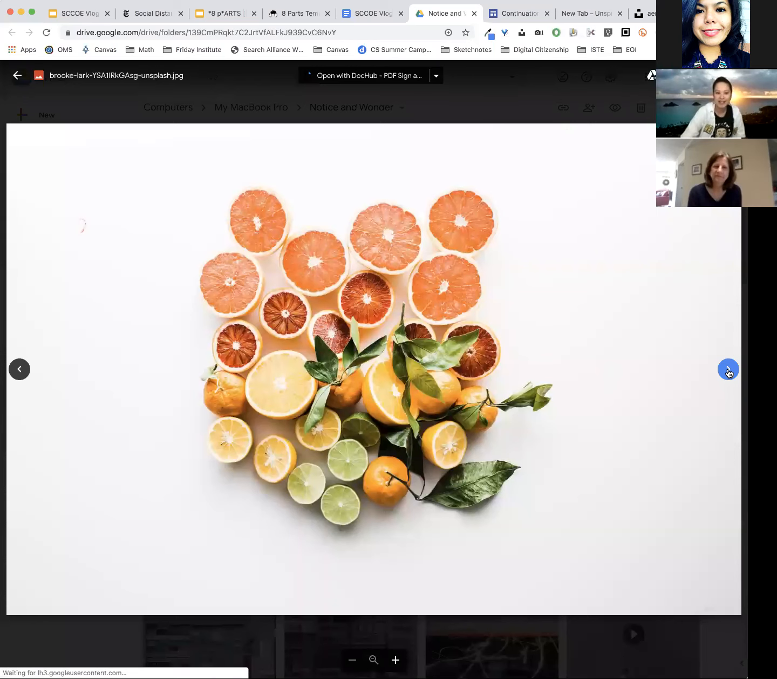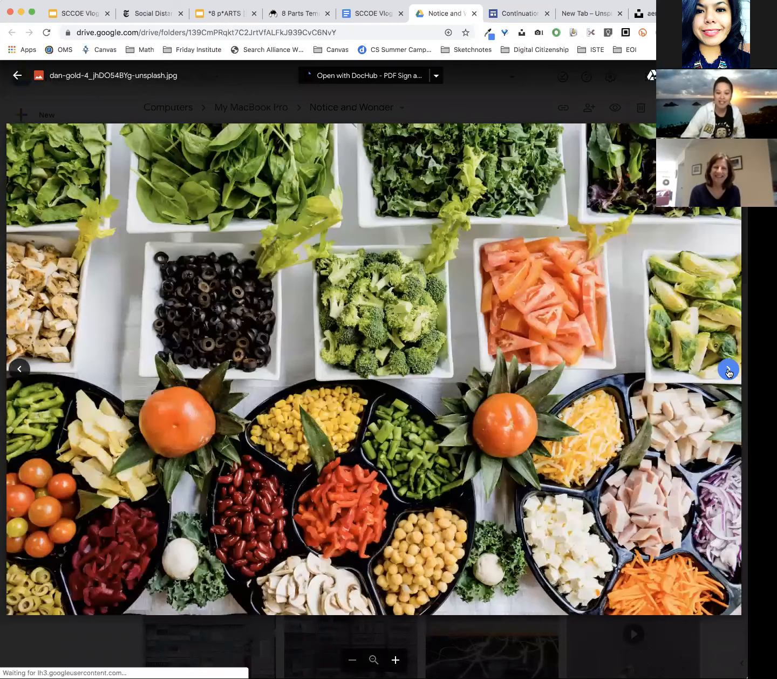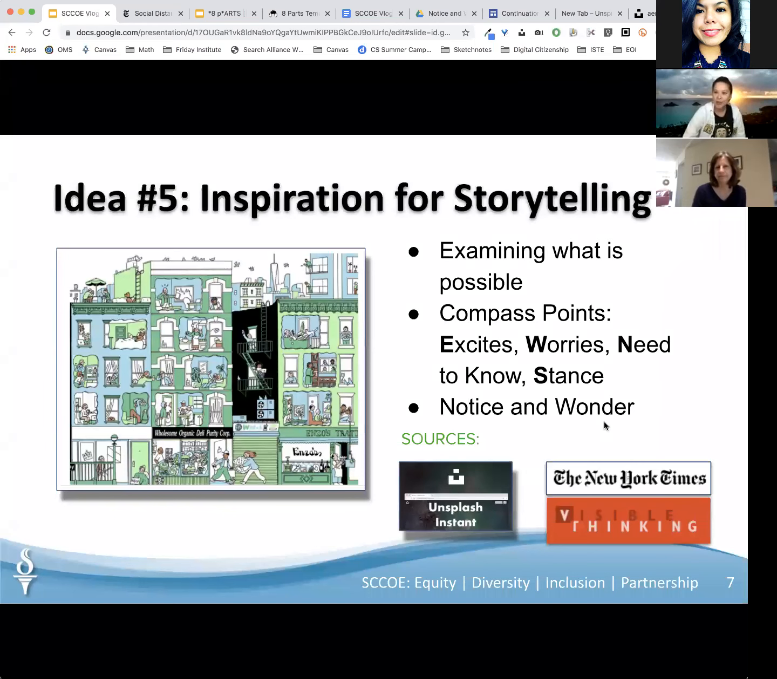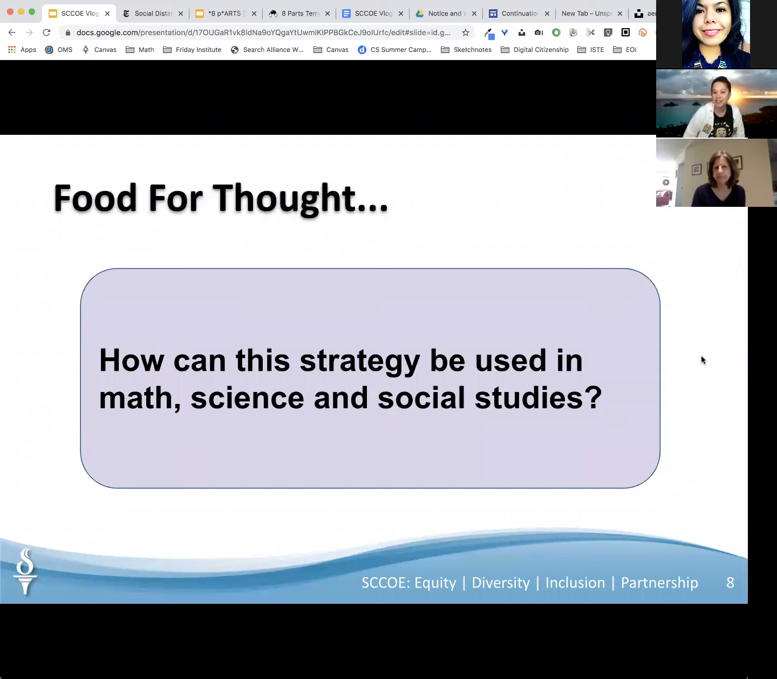So you're going to see lots of images of food in here, but you're also going to see lots of images of architecture and other kinds of really interesting things that might make students really want to dig a little bit deeper or ask some really great questions and take the learning in their own direction. So that's a strategy that I really like, which really leads us up to the question, how can this strategy be used in other content areas?